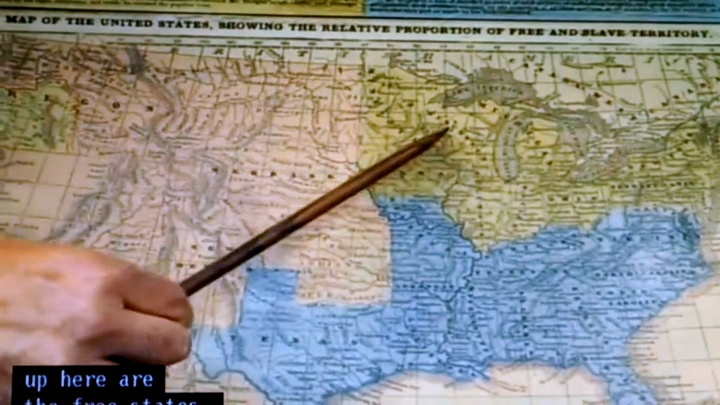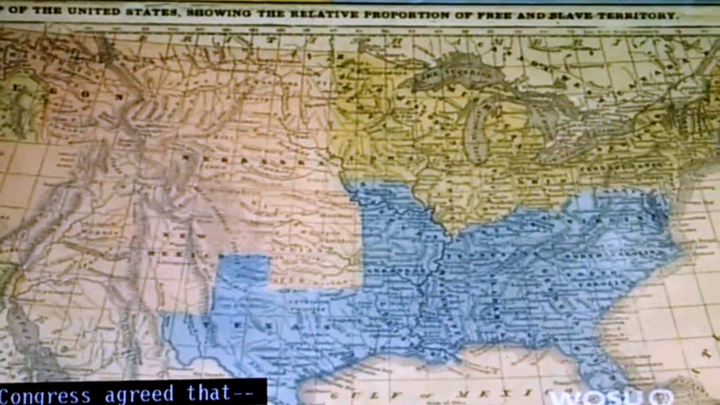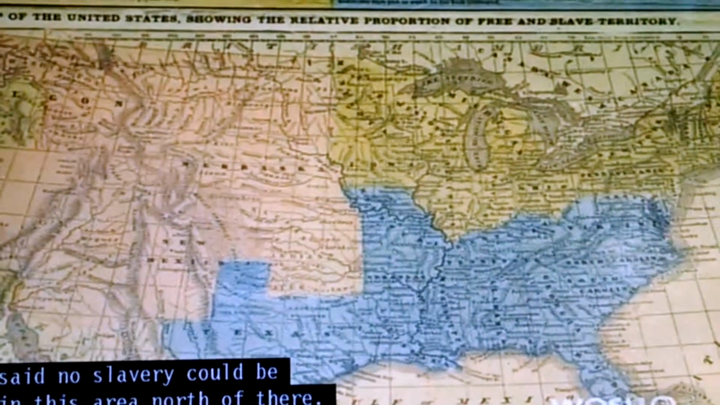You see here, you've got the slave states. Up here are the free states, and you've got Oregon and California. It was this whole area that was the issue, because in 1820, with the Missouri Compromise, Congress agreed that this is the southern border of Missouri across here, and said no slavery could be in this area north of there.